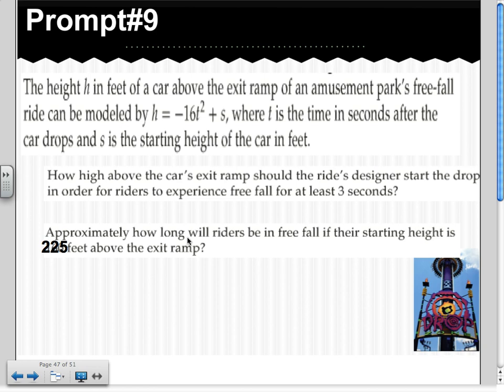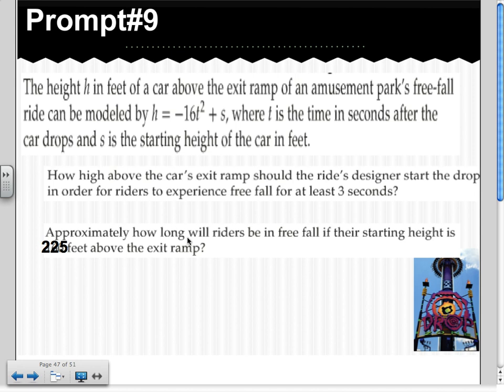So if you read the first question here, it says, how high above the car's exit ramp should the ride's designer start the drop in order for the riders to experience free fall for at least 3 seconds? So I'm the designer of this ride, and I want you to experience at least 3 seconds of free fall. From that question, what's already given? The time, 3 seconds, right? Where can you plug that 3 in? The t.